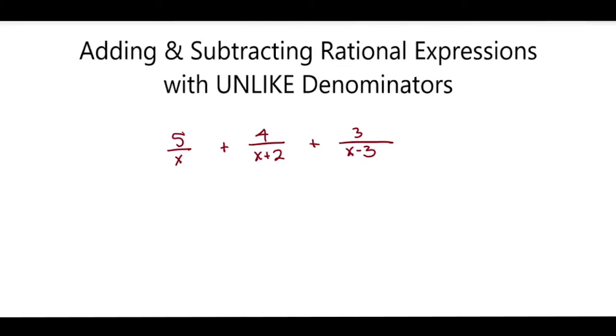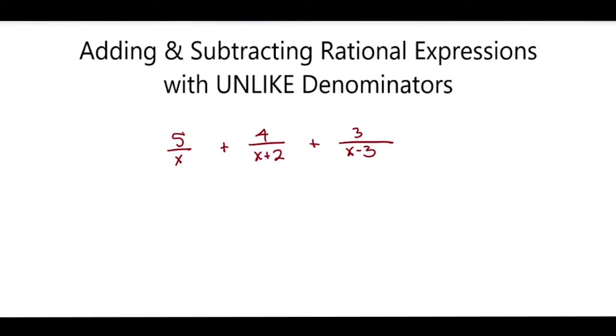Hello again. Today we are going to be adding rational expressions with unlike denominators. And here I have 3 rational expressions, all with unlike denominators. So if you have a situation like this, where you have 2 binomials that can't be factored, and a monomial as your denominators, we can basically just make all of the denominators the same by multiplying them all together.